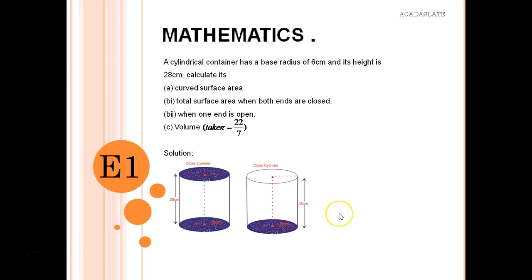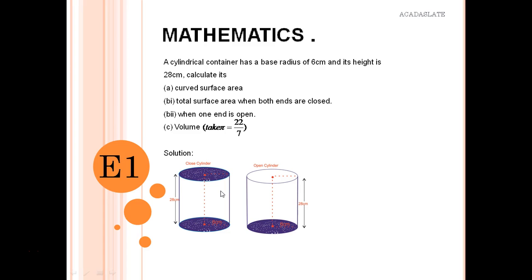Now, example 1. Example 1 says, a cylindrical container has a base radius of 6 cm and its height is 28 cm. Calculate A, the curved surface area; B(i), the total surface area when both ends are closed; B(ii), the total surface area when one end is open; and C, the volume of the cylinder. Take pi equals 22/7. Now the solution.